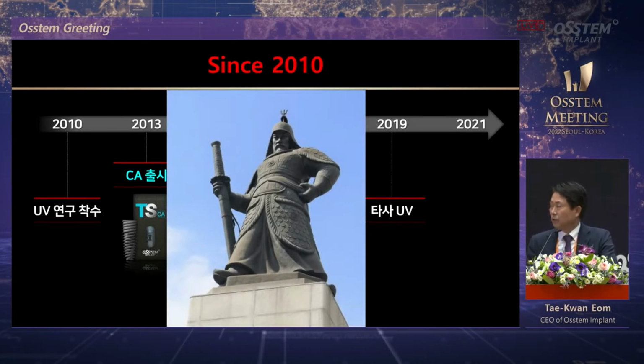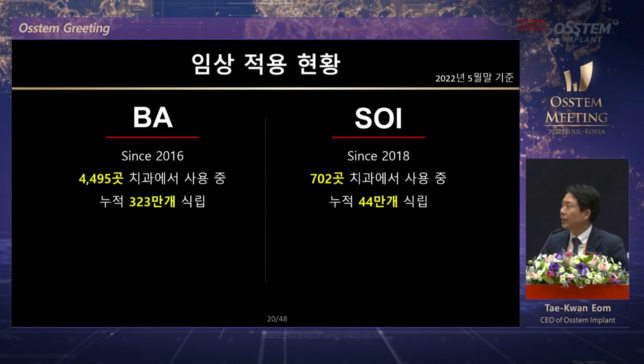In Osstem, General Lee Sun-shin said, "Don't let others know about my death." So we have a secret project. So we named the project General Sun-shin Lee. We have many such secretive projects going on. UV treatment was the General Lee Sun-shin project, which means a trade secret project. So through a long project, we have come up with a very good product.